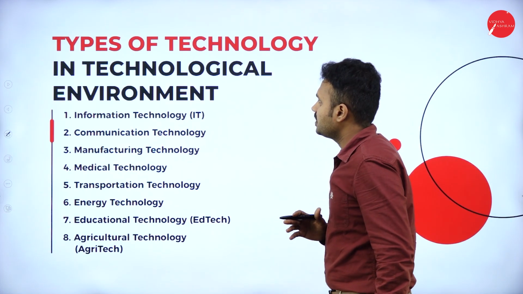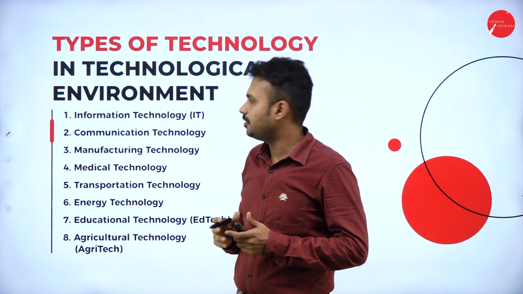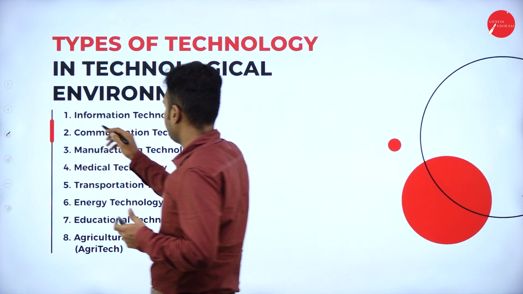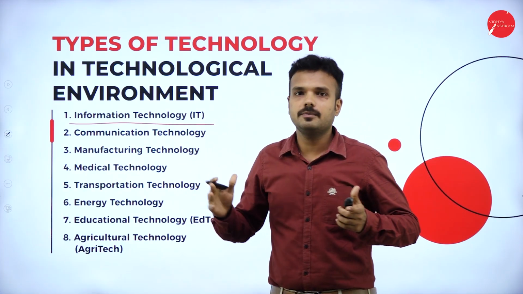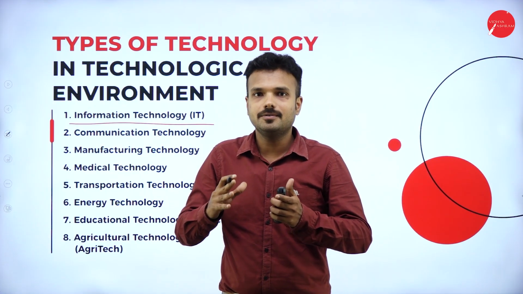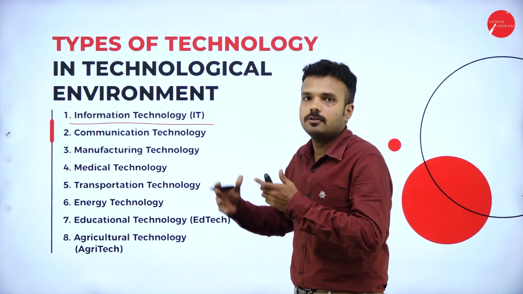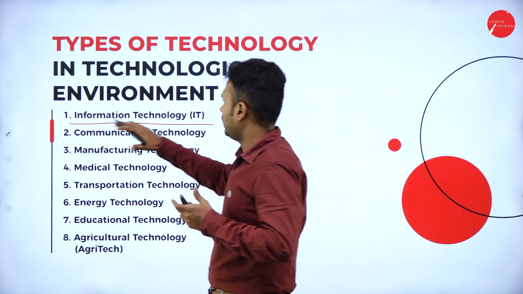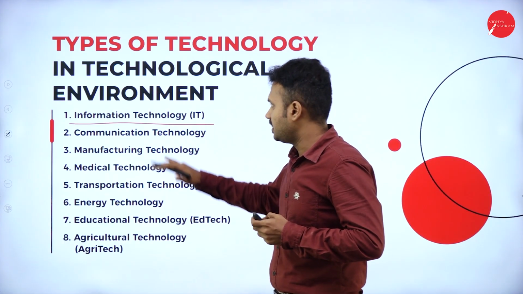Types of technology in the technological environment. There are various kinds of technology being used in the technological environment. For example, information technology. All IT and BT companies are running because of information technology. It stores and processes information to reach the end results. They modify the software, create the software, and utilize the software. That is what we call information technology, which is beneficial.